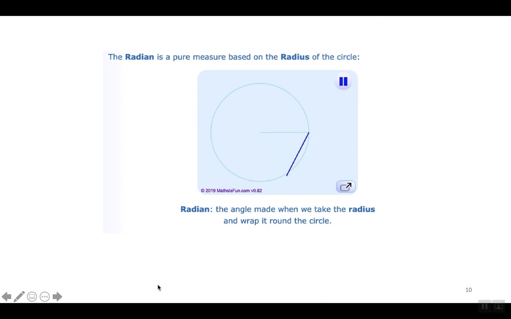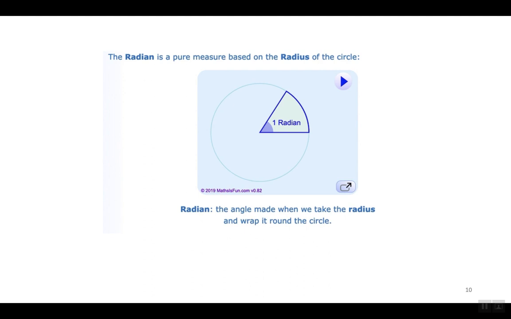So you take the radius and wrap it around the circle so that the length of that arc is the same as the radius, and that makes 1 radian. Again, the length of the arc equals the length of the radius, and that makes 1 radian.